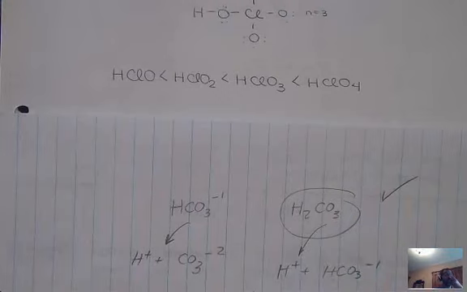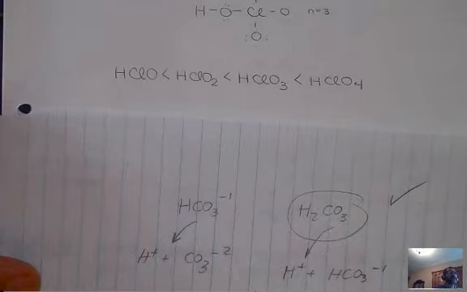Right? It's usually about 1,000 times stronger. 3 orders of magnitude is 1,000 times stronger. 4 orders of magnitude is 10,000 times stronger. So that's what you usually see.